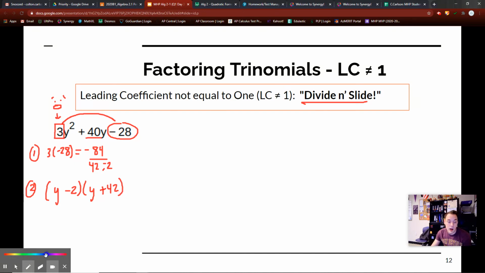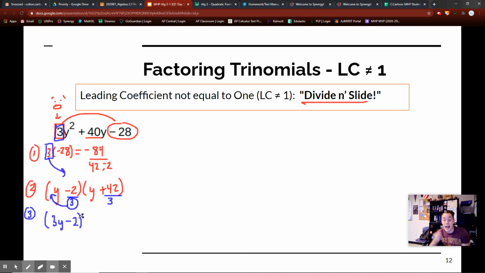And the divide and slide method says this, and this is the third and most important step. I now take my leading coefficient, which is 3, and I'm going to divide by that number, divide by those factors. And the rule says if it doesn't divide, you slide. Look at this negative 2 all over 3. Does that divide? No, it doesn't divide, which means I slide it over. So this final answer is 3y minus 2.